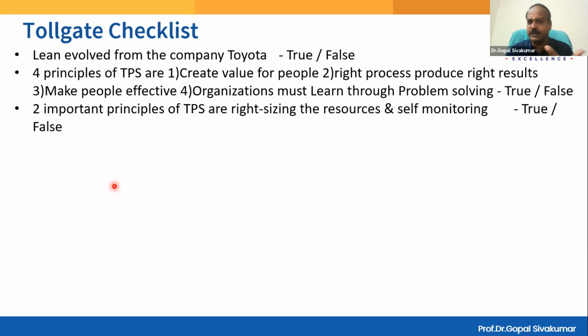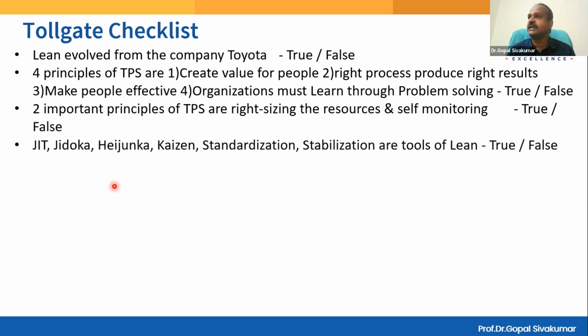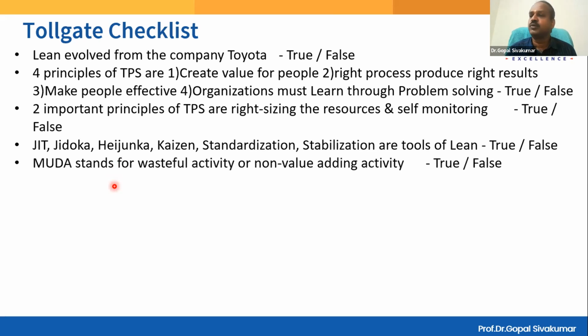This is the basis behind lean. JIT, just in time, right sizing. Jidoka, visualization. Heijunka, leveling. Kaizen, continuous improvement. Standardization, SOPs. Stabilization, statistical control. These are all, you can call them, the pillars or the foundation or the tools of lean.